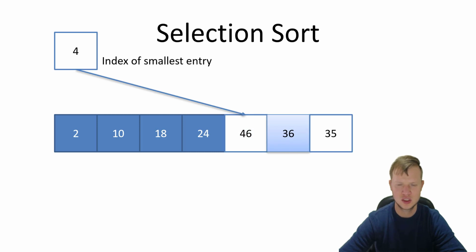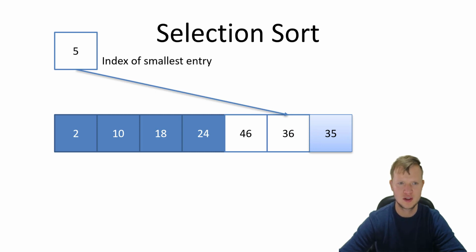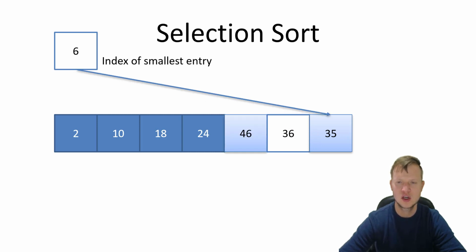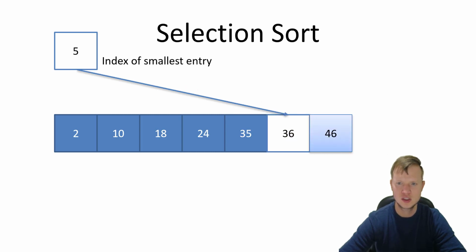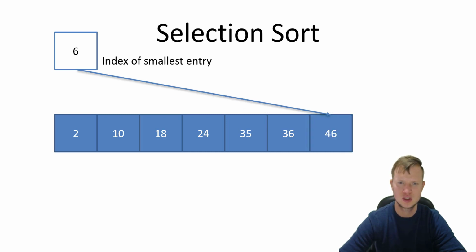46, 36 is smaller than 46, we update the index. 35 is smaller than 36, we update the index and we swap around, and then 36 is the smallest and doesn't swap, then 46, and there you have it. That is the selection sort algorithm.